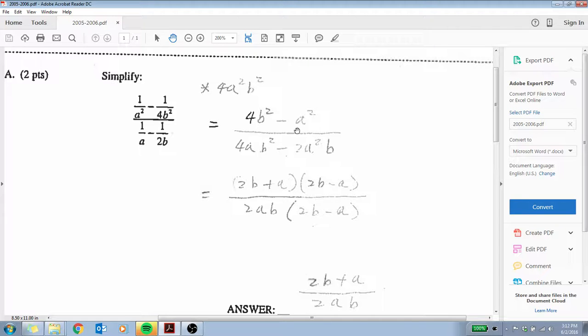So from here, notice the numerator is a difference of squares. So I'm going to have 2b minus a times 2b plus a. And then the denominator, I can pull out a 2ab, and then in parentheses I'll be left with a 2b minus a. So notice the 2b minus a will cancel. So I'm left with now a 2b plus a over 2ab, and that is my final answer.